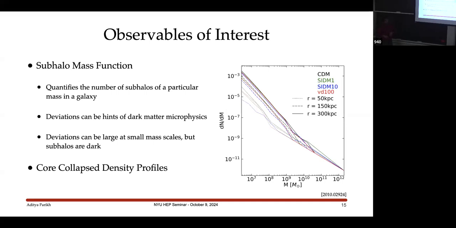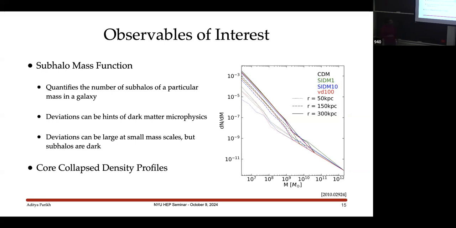So there are going to be two observables of interest that I'm going to focus on. The first is this thing called the subhalo mass function. The idea here is that if you take a galaxy like the Milky Way and you just count the number of different objects of different masses, as a function of mass, you can plot the number of these objects. That's called the subhalo mass function. On basically the heaviest scales, all of these things look roughly the same. But as you go to lower and lower masses, you end up seeing deviations which can occur.